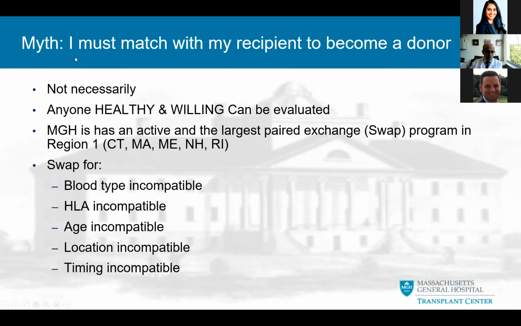So for example, the first myth: I must match with my recipient to become a donor. That is absolutely not necessary. Anyone who's healthy and willing can be evaluated to become a donor. And as a reminder, we at Mass General have an active and the largest paired exchange or swap program in Region 1. We do swaps for people who are blood type incompatible. So let's say you're blood type O and your donor is blood type A, or your donor is blood type B. We can enter into a swap program.